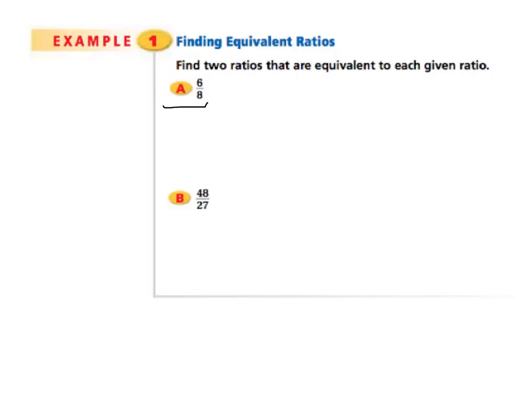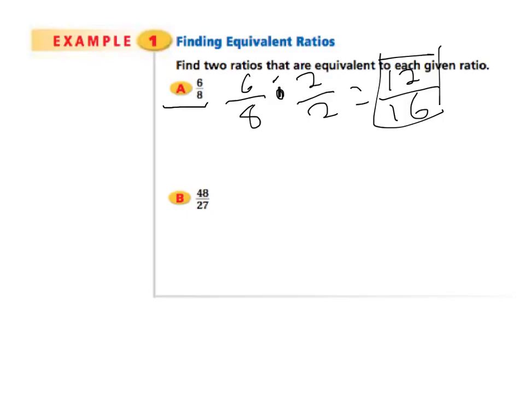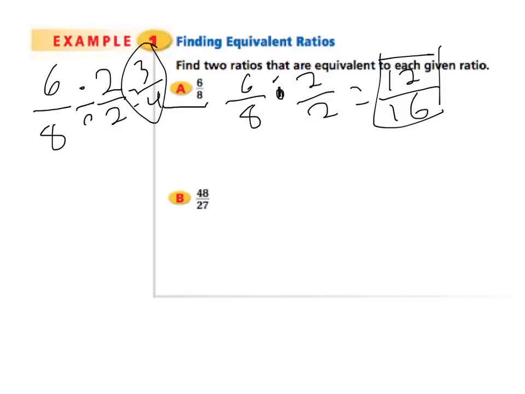So one way we can find equivalent ratios of 6/8 is by multiplying. To find an equivalent ratio, we have to multiply the top and bottom by the same number. So I'm going to multiply by 2 over 2, and we are going to get 12 over 16. This is an equivalent ratio. Another way we can get an equivalent ratio is, I can see that 6 and 8 are both divisible by 2 over 2, and we're going to get 3/4. This is also an equivalent ratio. So you can find equivalent ratios by multiplication or by division.